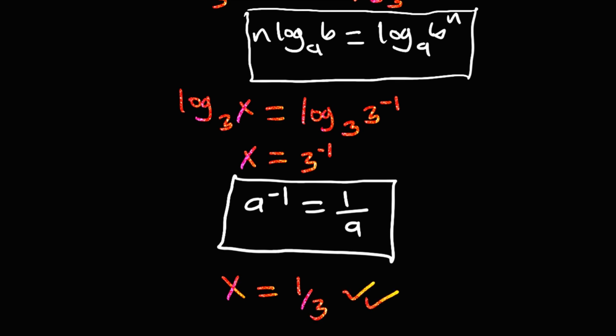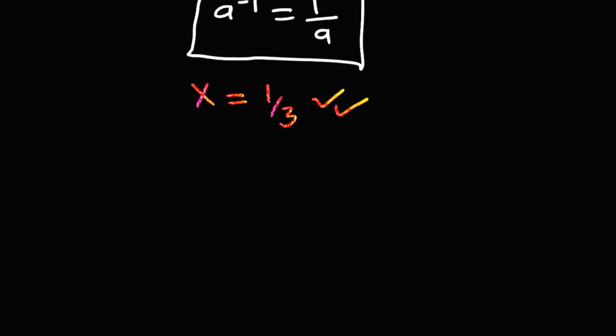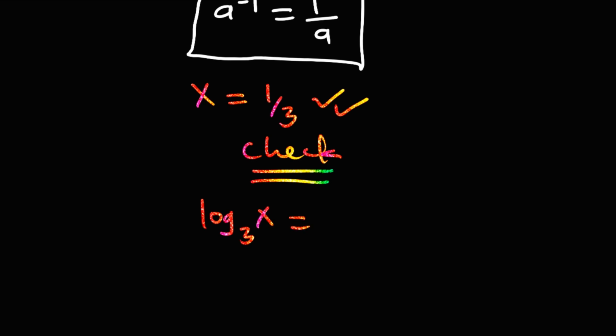So we can check if our answer is actually a third. So let us check and see if our answer is that. So remember what we had was that log to base 3 of x equals -1. So we just substitute where x is, we put a third, so that we have log to base 3 of a third, and we want to see if that will give us a -1.